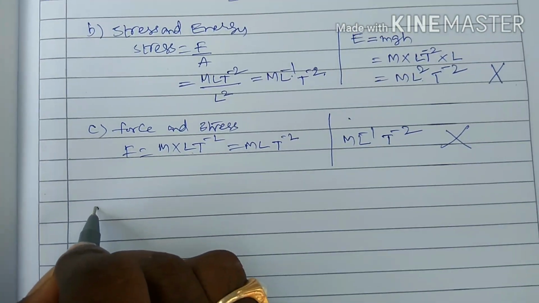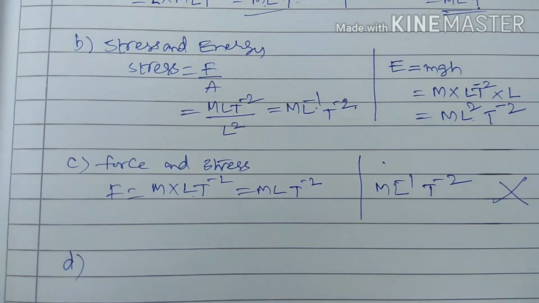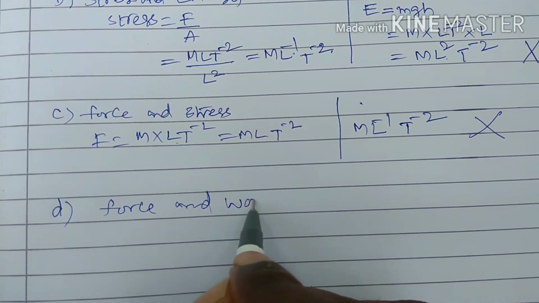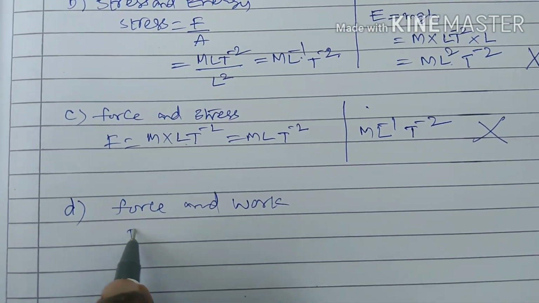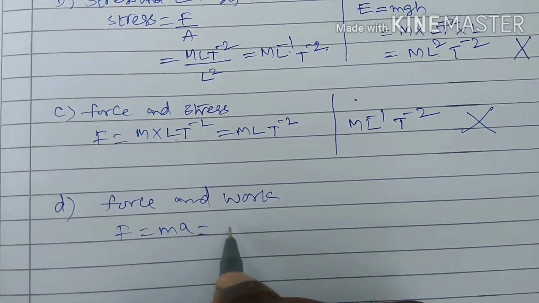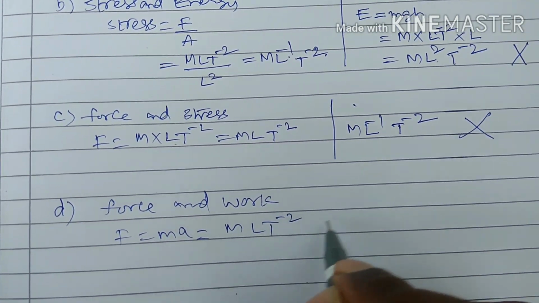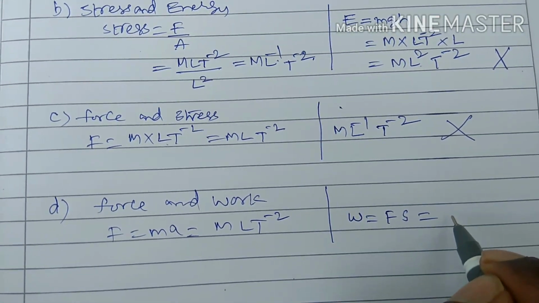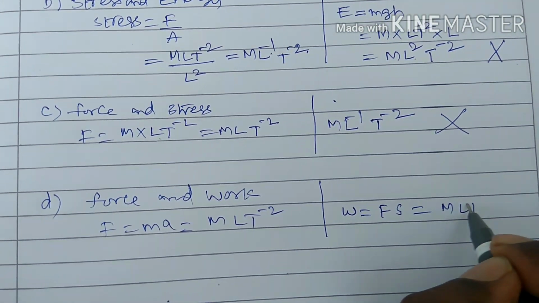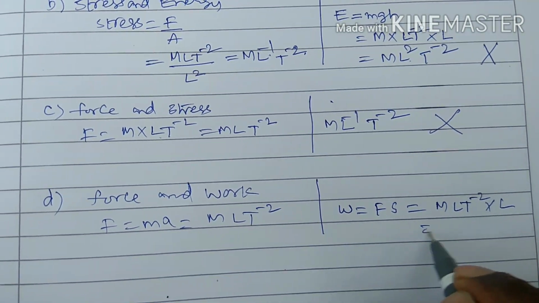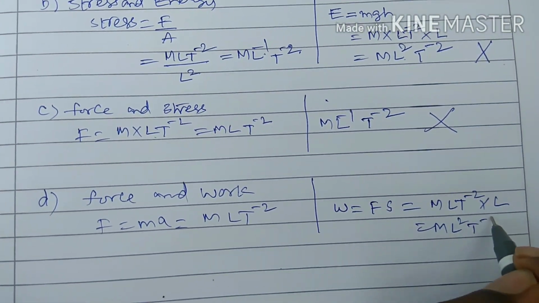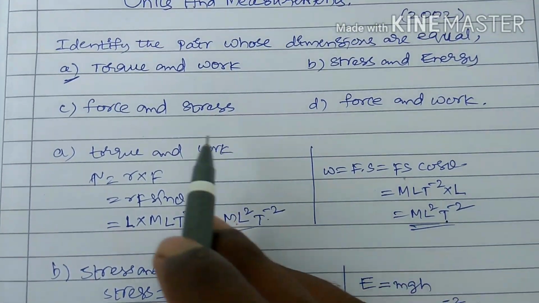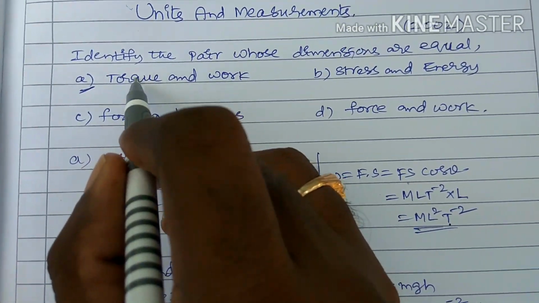So coming to option D, force and work. Force F is equal to ma, which is M L T minus 2, and work W is equal to F dot S or Fs, which is M L T minus 2 into L, that is M L2 T minus 2. So these are also not identical. So here the identical quantities are torque and work, that is option A.